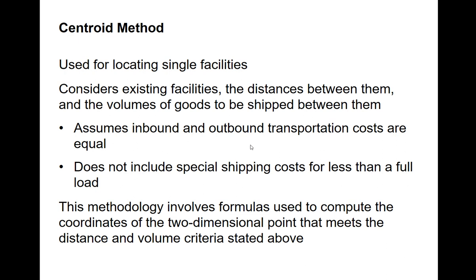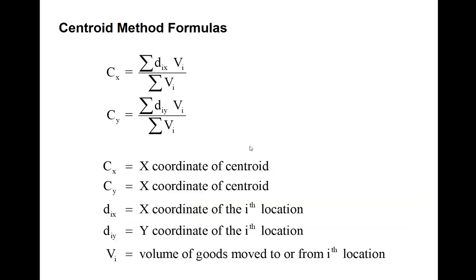And how do we use this centroid method? Actually, we have these two formulas. One of the formulas stands for the horizontal direction, and the other stands for the vertical direction. So the basic idea is that we translate the locations into an x-y coordinate. So we have a number for the x coordinate and a number for the y coordinate for each location.